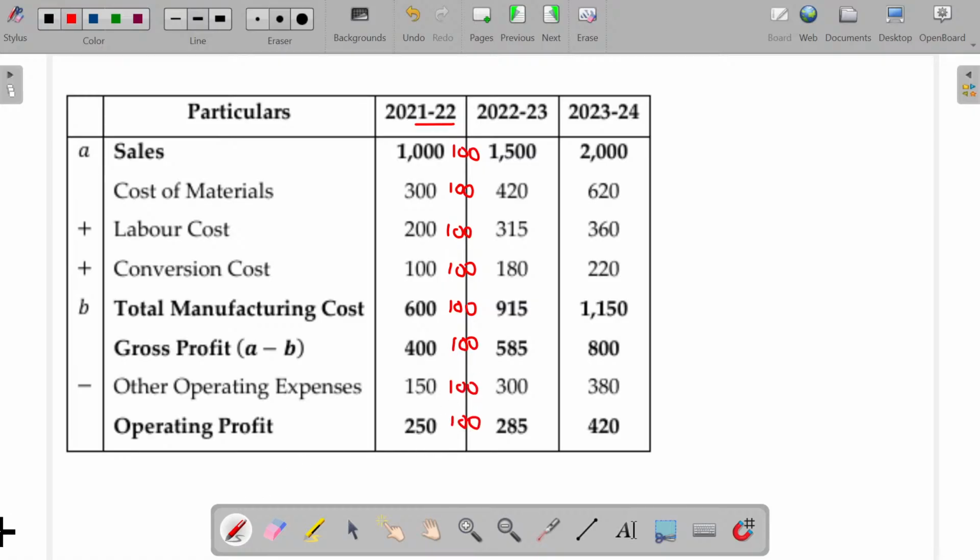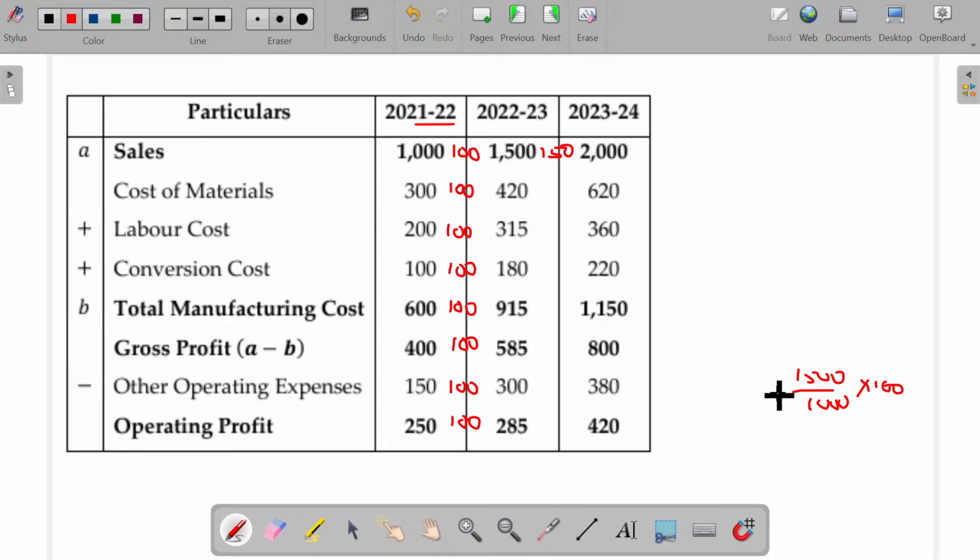Clear? In 22-23, 1000 becomes 1500. Then 100 becomes how much? 1000 is assumed to be 100, which means 1500 should be, you can do the cross multiplication. So 1500 divided by 1000 into 100, 150. So your sales in 2021 of 1000 becomes 150 by the end of next year.